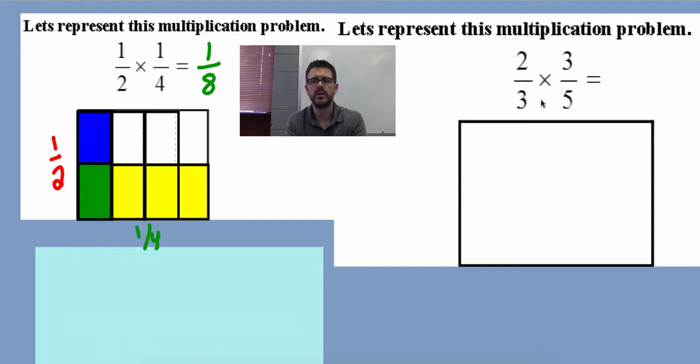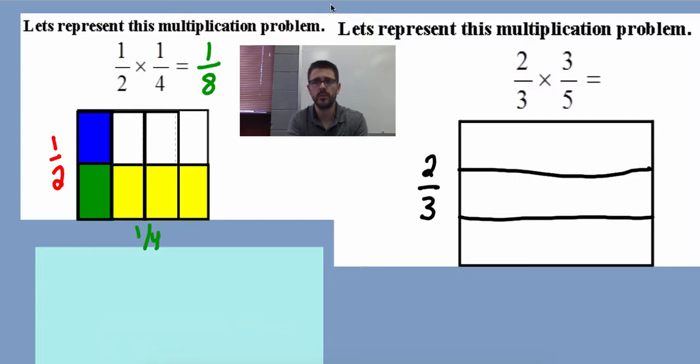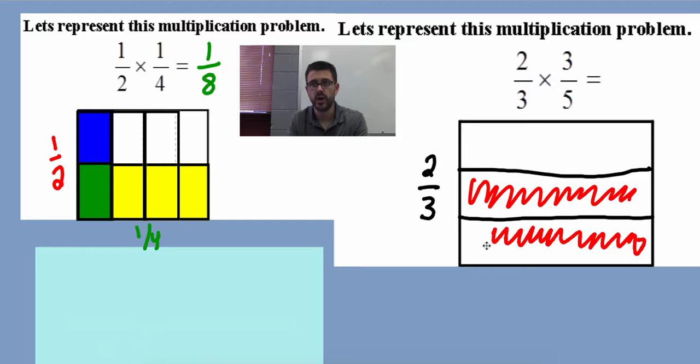So here, 2/3 times 3/5. I always start with my first fraction out to the side. I want to shade in 2/3 of this rectangle. Well, your denominator is how many parts you're going to break it into. So I want to break it up into 3 parts, and I want 2 of them. So I'm going to shade in 2 of those 3. Obviously, your coloring can be much better than mine.